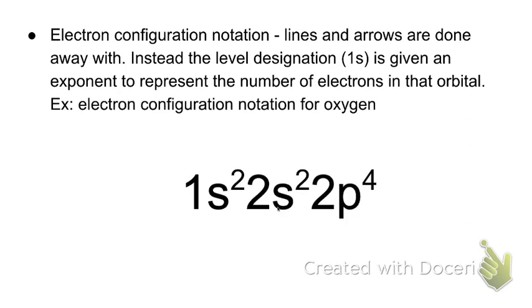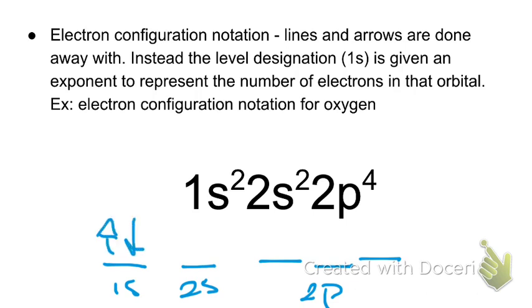This is what the electron configuration notation for oxygen would look like. So instead of having those individual lines, and then filling them in with electrons with arrows to represent the electrons, we just use exponents. This is great because it saves us some space. It's a little less clunky, but it doesn't give us as much information about spin as the other one.